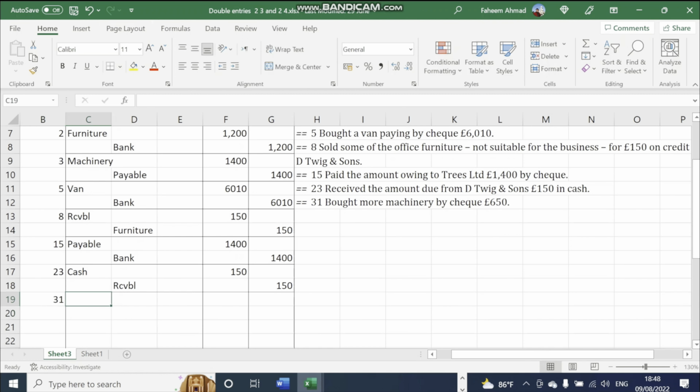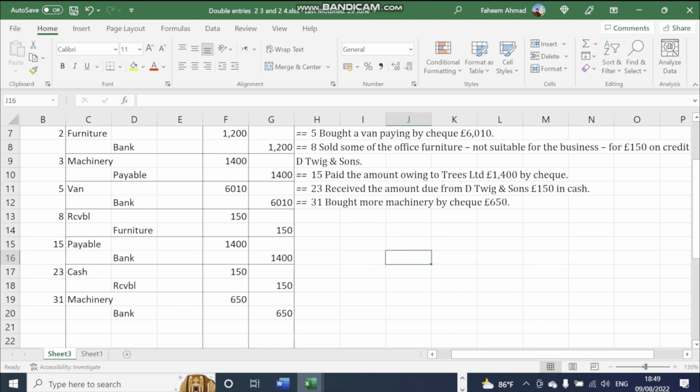31st, bought more machinery by check, 650 pounds. So machinery is an asset. When we are buying, machinery is increasing. So machinery, debit. And what to credit? Bank is to be credited because bank is also an asset. Asset decreases, credit. So bank credit, amount 650.